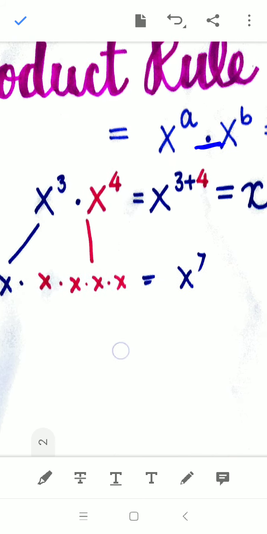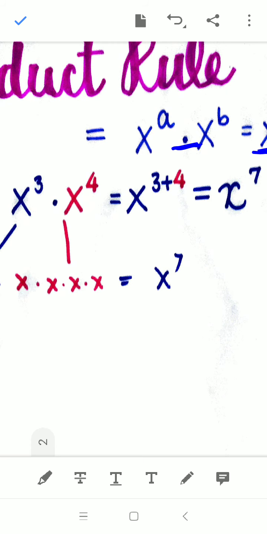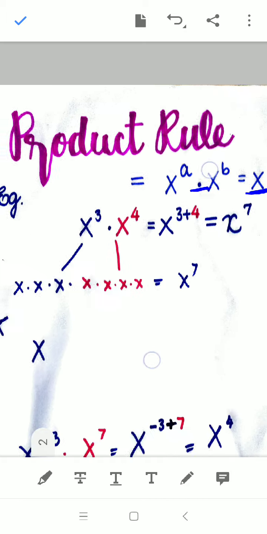Now we can see the example on the screen. X raised to the power 3. Once again I repeat, the dot is for multiplication. X raised to the power 4 is equal to x raised to the power 3 plus 4. We add the exponent and we get x raised to the power 7 as the answer.